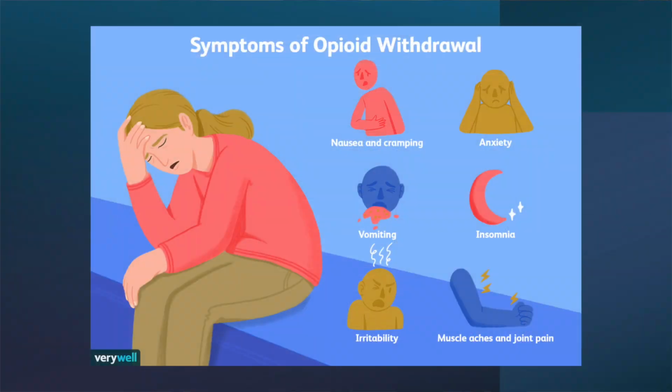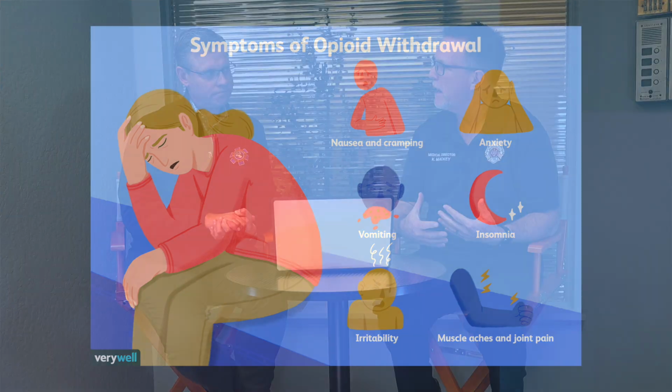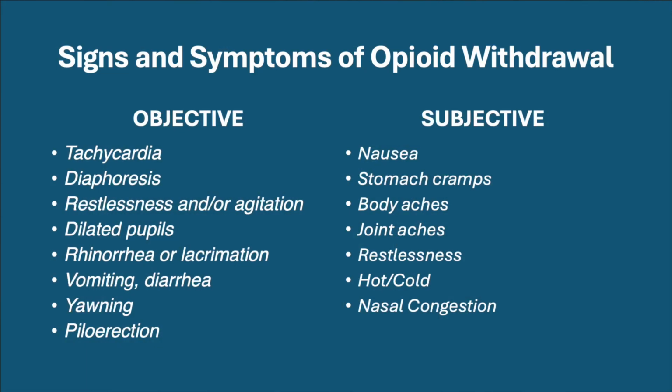Right. So we've gone through some of this, but just a quick reminder, some of the more common symptoms of opioid withdrawal are nausea, cramping, anxiety, vomiting, insomnia, irritability, and muscle aches. They feel like they have the flu. That's probably the best description. They're achy, they're vomiting, they might have diarrhea. They just feel cruddy. Really, really bad feeling. Yeah. And so those are some of the symptoms.